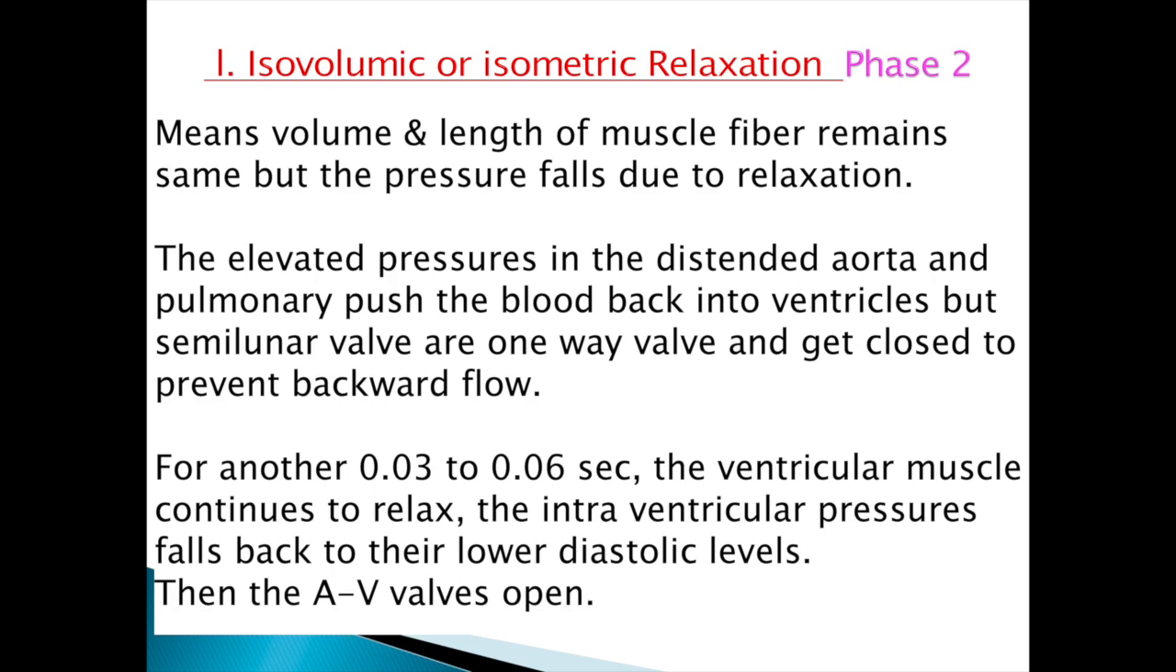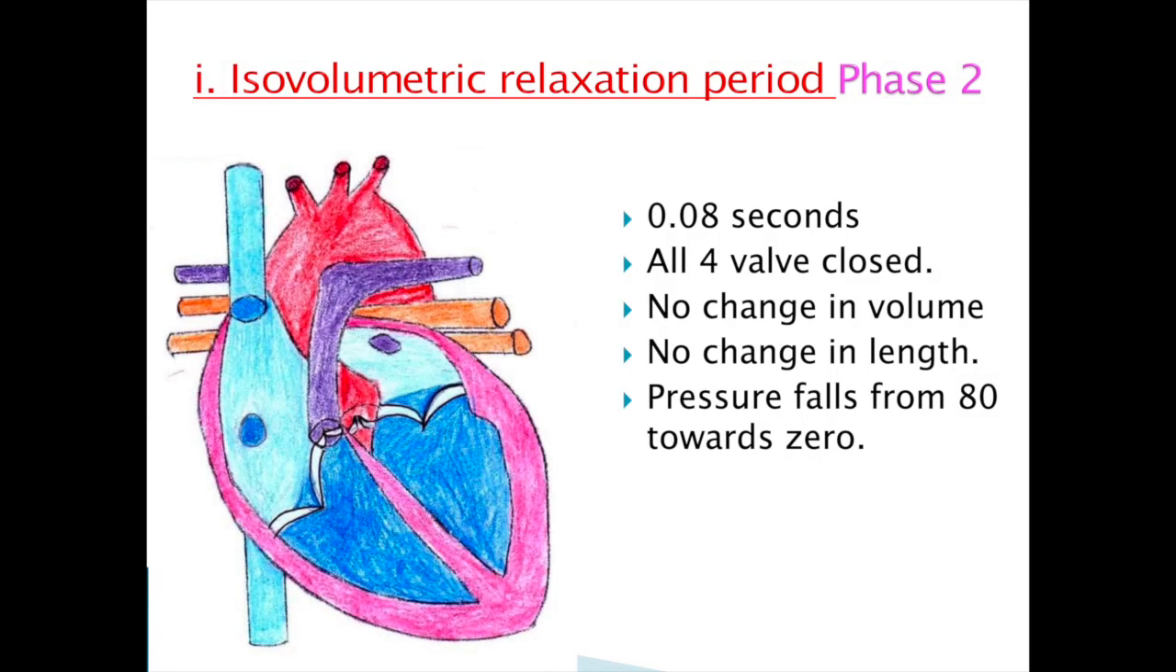The ventricular muscle continues to relax. Intraventricular pressure falls back to its lower diastolic value, which is near 0. When it decreases below the atrial pressure, the atrioventricular valves open, both atrioventricular valves open, and this is the second phase of the cardiac cycle, but the first phase of the ventricular relaxation. When the valve opens, the second phase of ventricular relaxation starts.